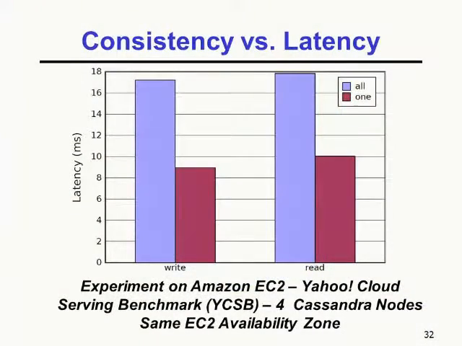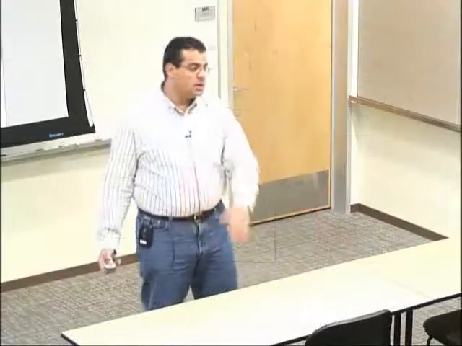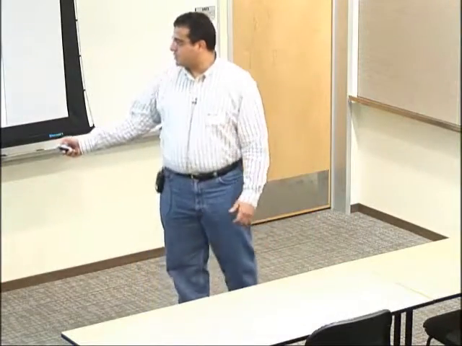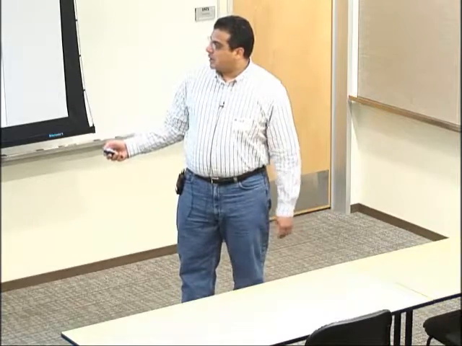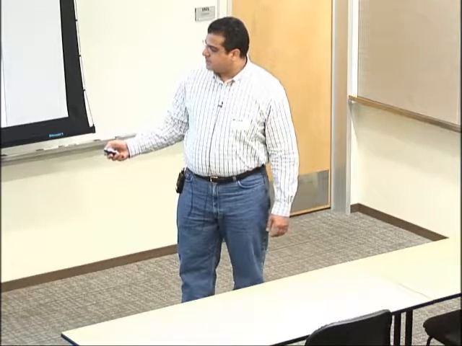And here we're running Cassandra in Amazon's EC2 cloud. And we have a system with four Cassandra nodes. So a small Cassandra cluster. And we're running this benchmark called the Yahoo Cloud Serving Benchmark, which is a very simple benchmark that does reads and writes. So no fancy SQL here. And here I'm showing the latency of writes and reads.